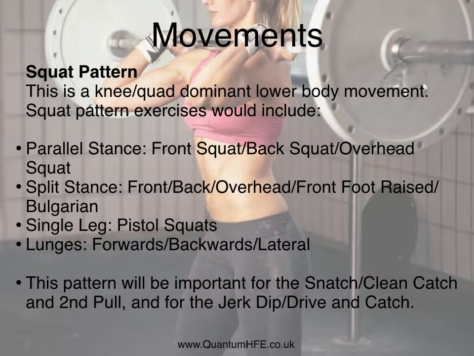The squat pattern then, again looking at just a quick review, this is a knee or quad dominant lower body movement, and so squat pattern exercises that we've covered within this course. In the parallel stance, obviously front squat, back squat, overhead squat will all be completed that way. We could do split stance variations, again front on the rack position, on the back, overhead. You could also do it with the front foot raised, Bulgarian with the rear foot raised. You may also look to do single leg exercises, pistol squats, which are usually done unweighted, and lunges, forwards, backwards, lateral.